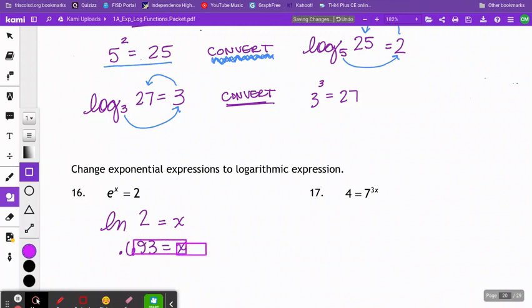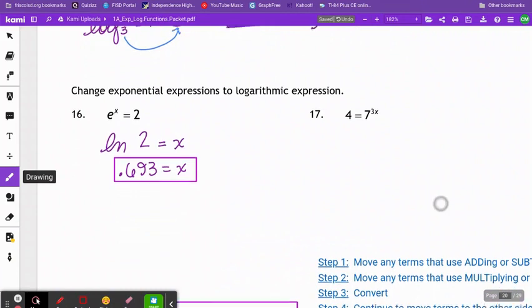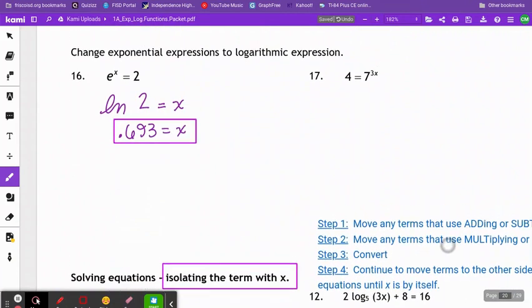Oops. Oh dear. What a mess. Clean that up. Okay, so that's how we would convert.